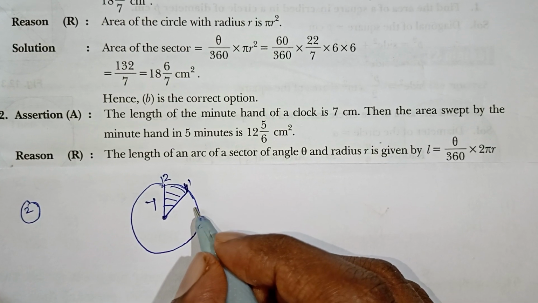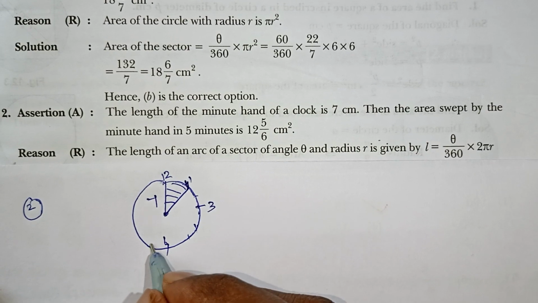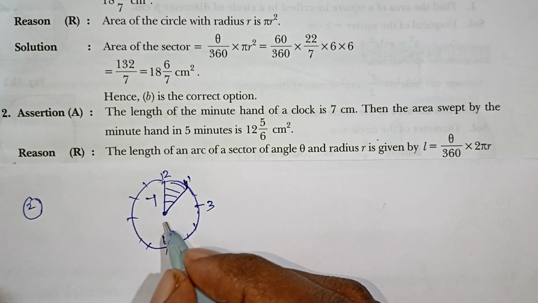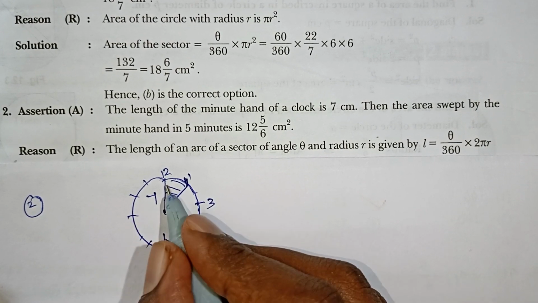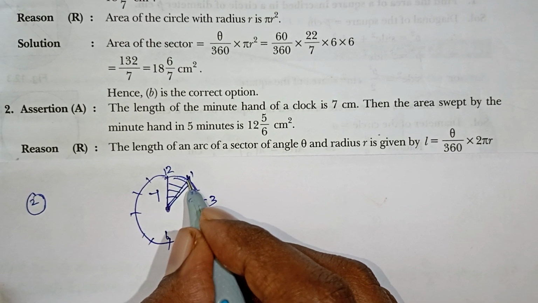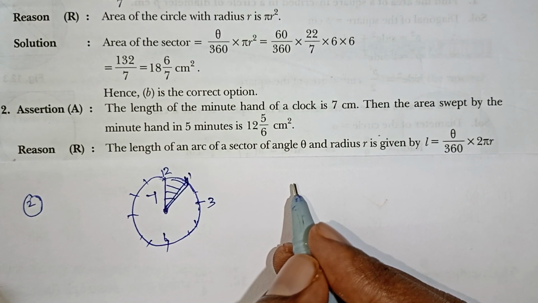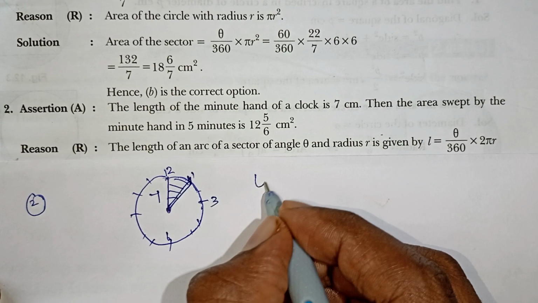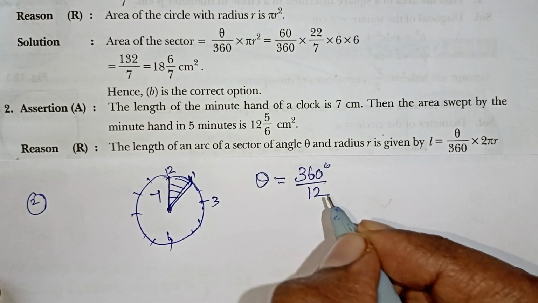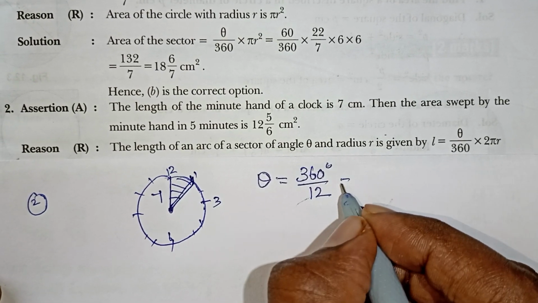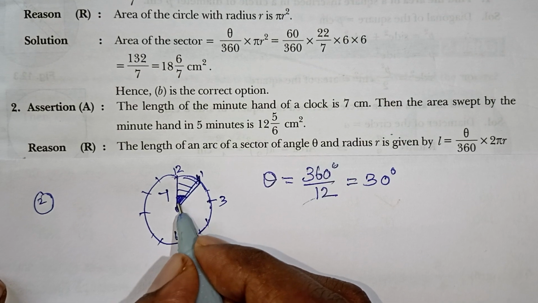The clock is actually divided by 12 numbers: 1, 2, 3, 4, 5, 6, 7, 8, 9, 10, 11, 12. Now the whole circle is 360 degree, and it is divided into 12 parts. We have to identify what angle each part makes, because the angle is not given in the question. They ask us to find the area of the sector. So the angle will be 360 degree divided by 12 in the clock. 12 times 3 is 36, so 30 degree. So each number consists of 30 degrees.